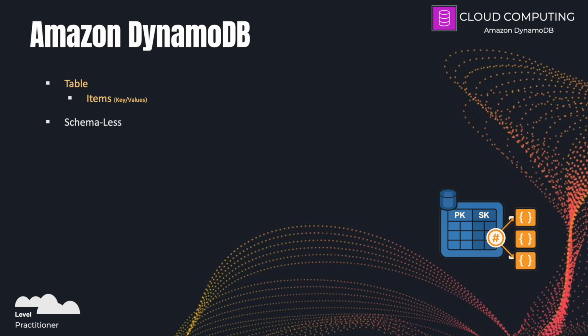In a relational database, every row has to follow the same set of columns, but in DynamoDB, each item can have different attributes without breaking the structure. One item can have name and email, while another item in the same table could have location and preferences, for example. So you don't have to redesign the whole table when your data changes, which makes it easier to adapt as your application grows.